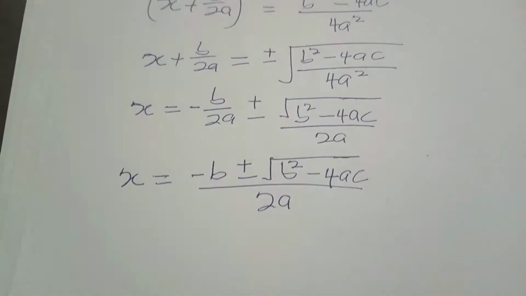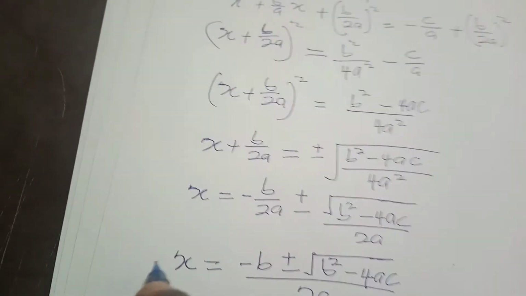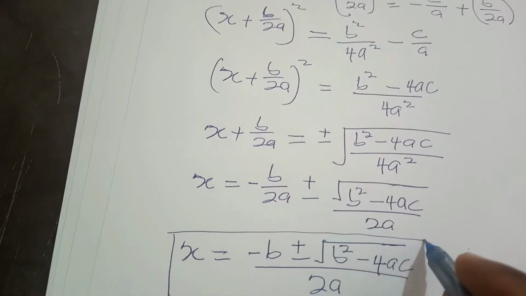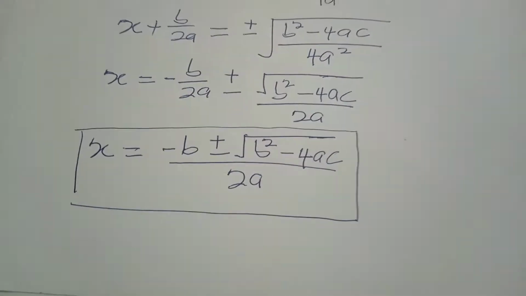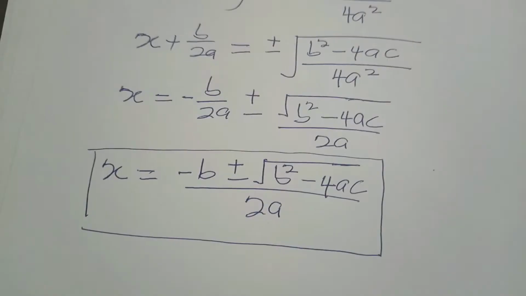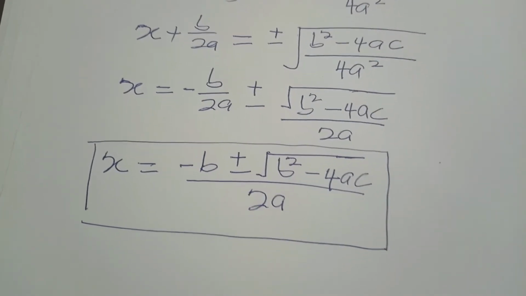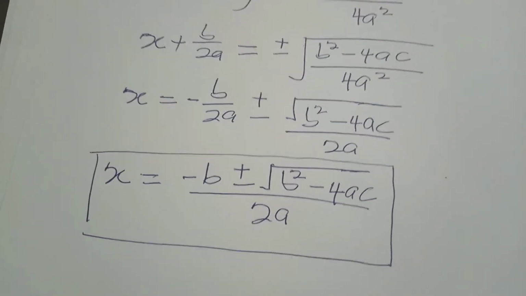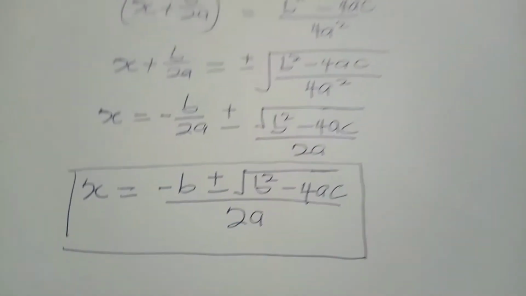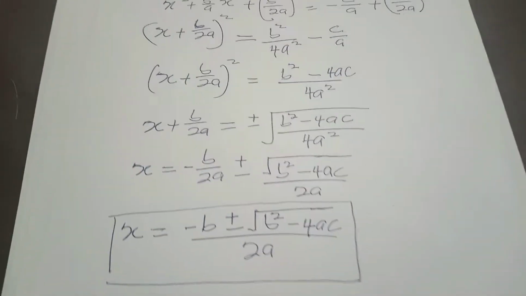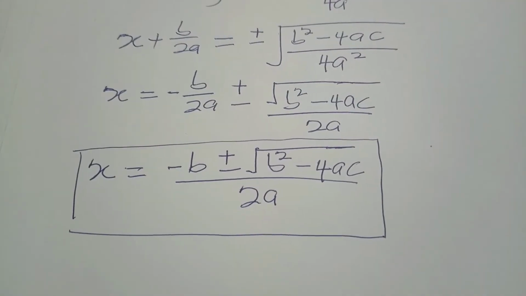And that becomes our quadratic formula. This one becomes our quadratic formula. Negative b plus or minus the square root of b squared minus 4ac all over 2a. You can go back, play the video again, and look through the steps with the explanation one by one.